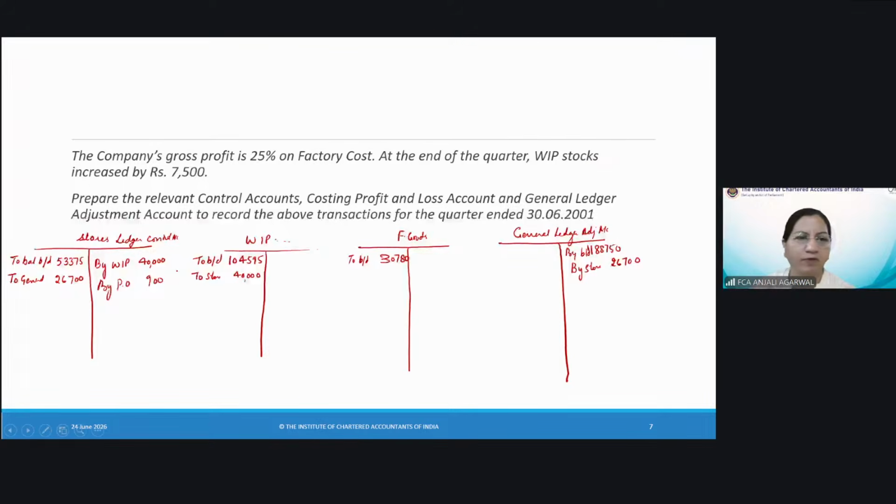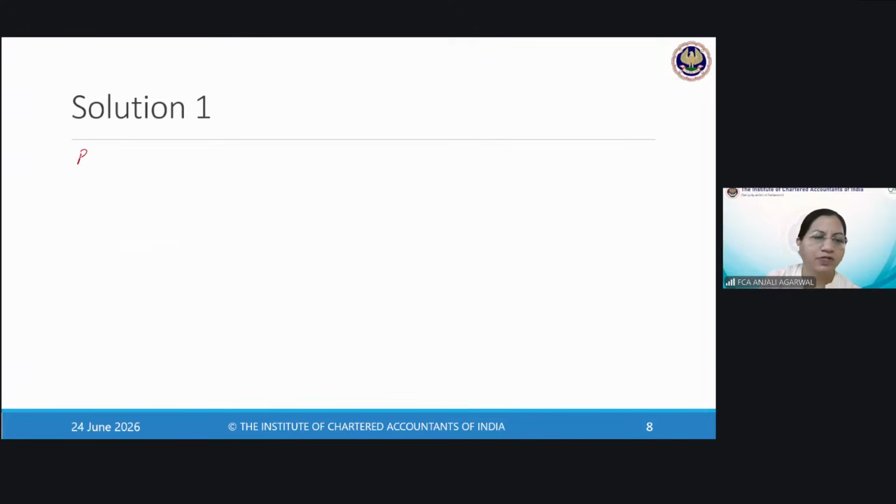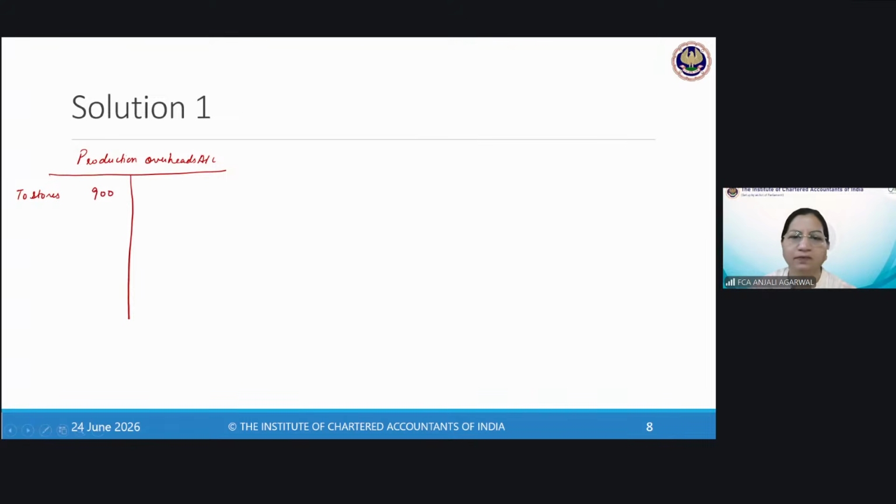And we will prepare one more account, production overheads account. It is to be debited by an expense which is coming from indirect materials to stores ledger control account 900.